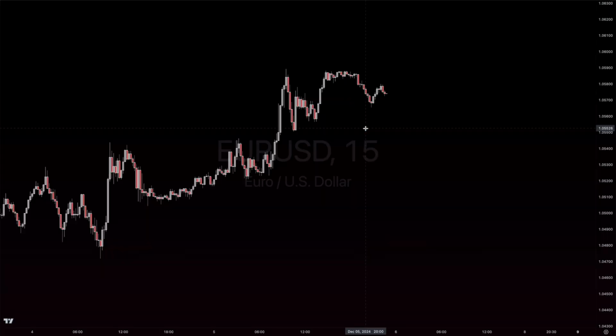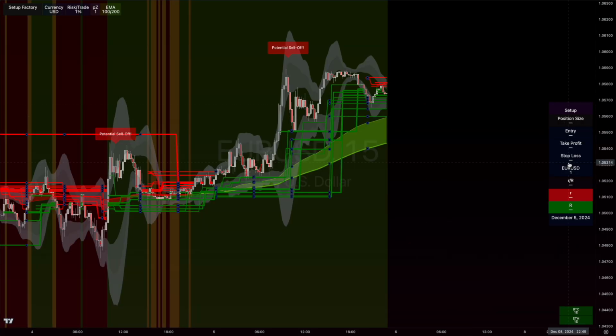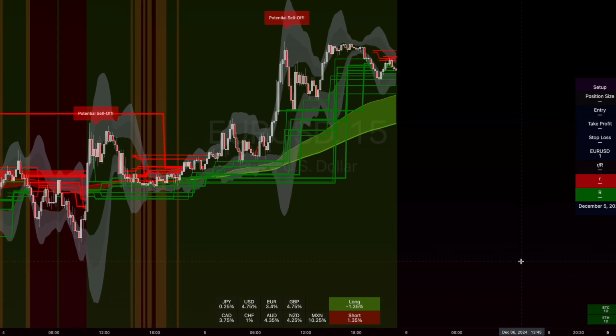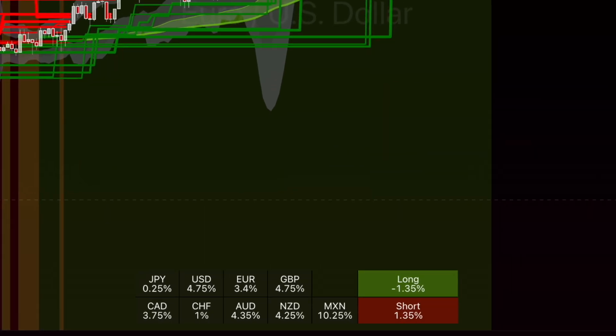If you're trading forex, make sure to activate the currency swaps and interest rates dashboard. Whether you're analyzing fundamentals or optimizing cost basis, our FX tools are here to help.